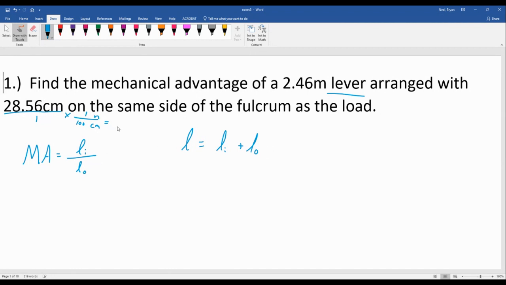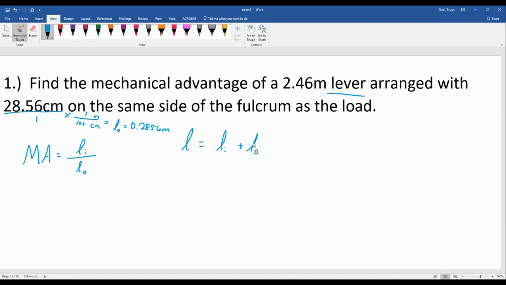Because the 100's on the bottom, we're going to end up dividing. Because it's talking about the load here, that's where we're trying to put out force. So that's our output length. And dividing that's going to give us 0.2856. Okay, so we have one of the numbers we needed. We need to find the input length.